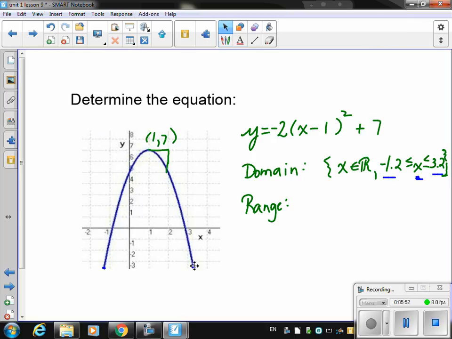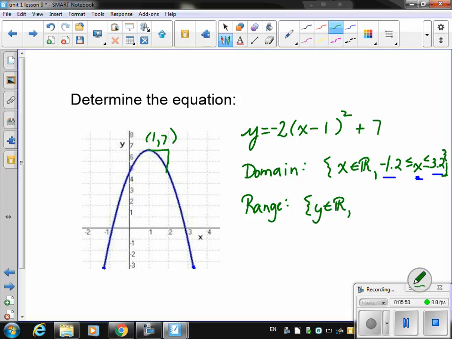My range is my y values. Y is a real number. But this particular parabola does not go forever up and down. It has a lowest place, which is right here, and it has a highest place, right here. So my range goes from -3 up to a y value of 7.